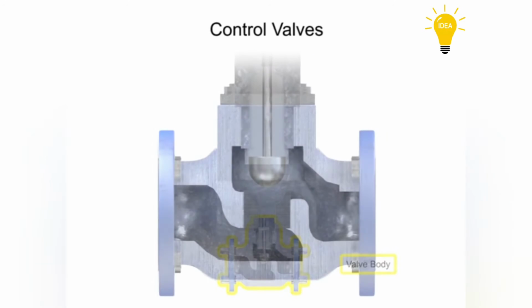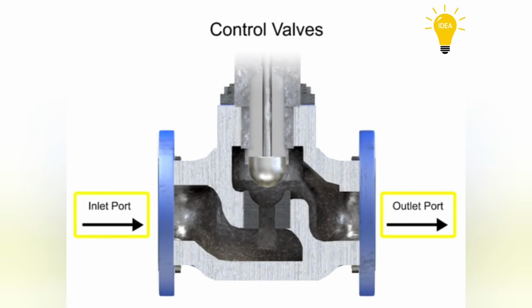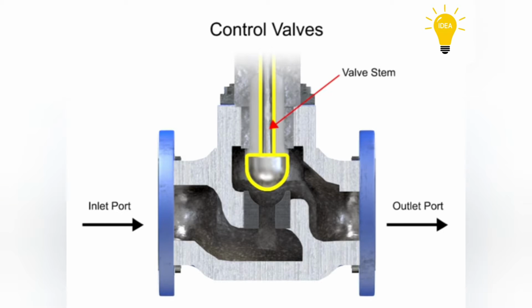The valve body provides the fluid connections and a movable restrictor comprised of a valve stem and plug that is in contact with the fluid that varies the flow. The valve actuator is the component that physically moves the restrictor to vary the fluid flow.